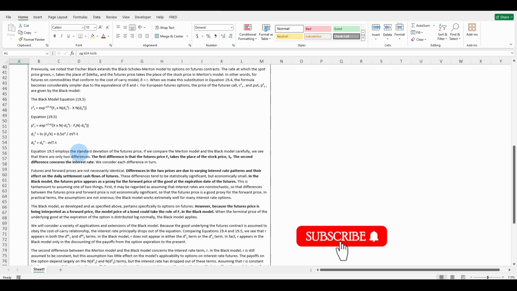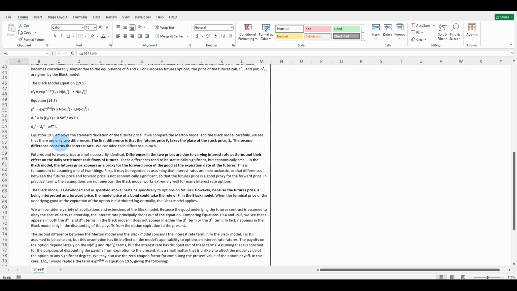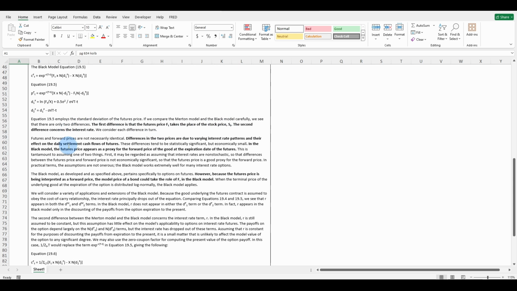If we compare the Merton model and the Black model carefully, we can see that there are only two differences. The first difference is that the future price, F of T, takes the place of the stock price. The second difference concerns the interest rate. We consider each difference in turn.